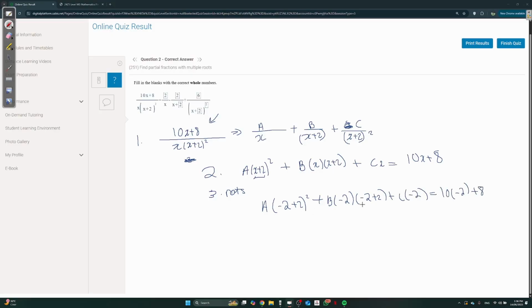This can all be done in your calculator by the equation mode. So A into negative 2 plus 2, this is 0. Negative 2 plus 2, 0. So I'm left with negative 2C equals negative 2 times 10, which is negative 20, plus 8 is negative 12. So you get C is equal to 6. So I can easily know that my C value is what? 6. So I can put here what? 6, as you can see here.